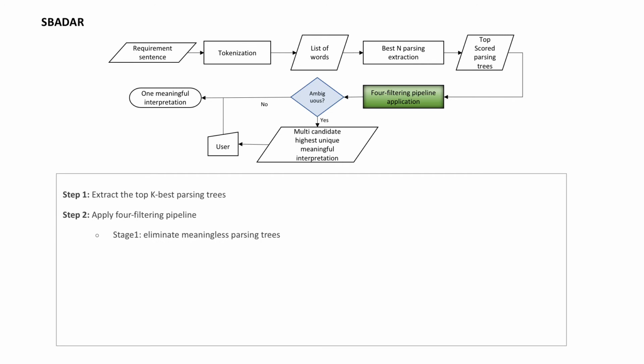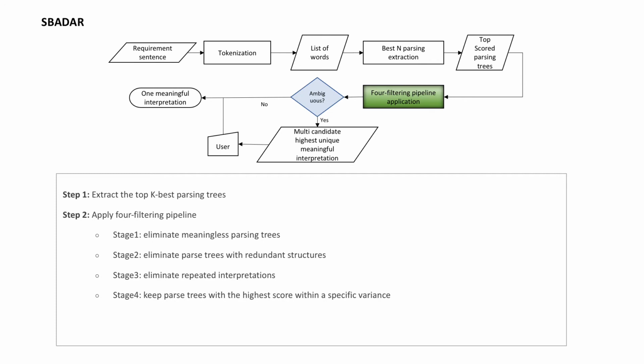Our pipeline has 4 stages. In the first one, we eliminate the meaningless parsing trees. In the second one, we eliminate parse trees with redundant structures. In the third one, we eliminate repeated interpretations. And in the fourth one, we keep the parsing trees with the high score after sorting the parsing trees within a specific variance. In our testing, we found 10% to be the most effective one. That's the difference between the score from the least scored allowed parsing tree and the top one.